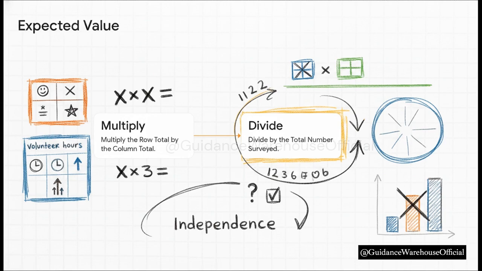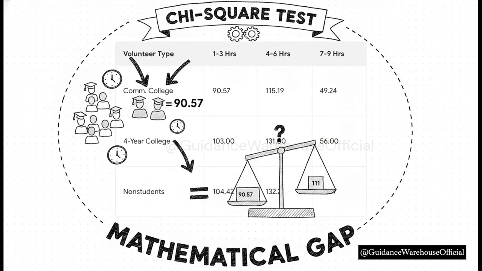Let's try it out on the top left cell, community college students who volunteer 1 to 3 hours. The row total for community college was 255, the column total for the 1 to 3 hour group was 298. The grand total of all volunteers, 839. So we take 255 times 298, divide by 839, and we get 90.57. Meaning, if these two factors have absolutely zero connection, we'd expect to see exactly 90.57 people in this box. But wait a minute, our actual observed data showed 111 people. So right away, we're seeing a mathematical gap between what we expect and what we actually observed.